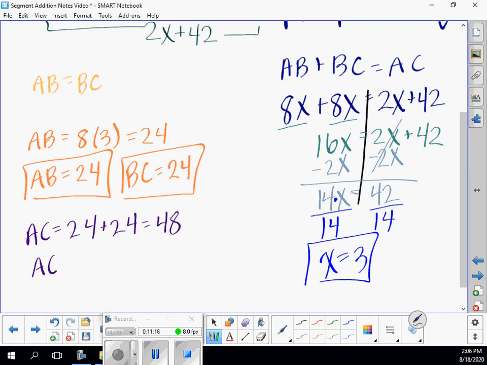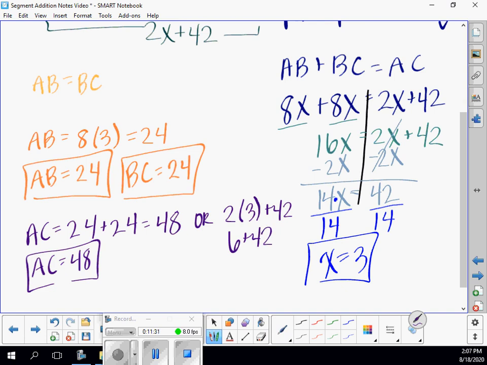But if you'd rather use the expression that they give you, go ahead and do that. It's just a little bit more plugging and chugging. But you can do 2 times 3 plus 42. Well, that's 6 plus 42, which is 48. So you can do it either order there.